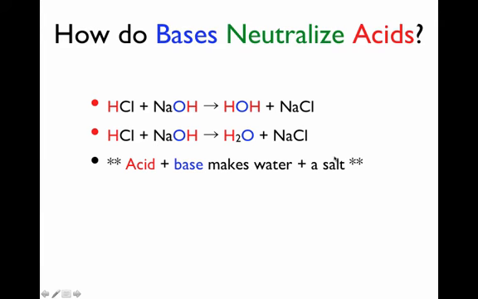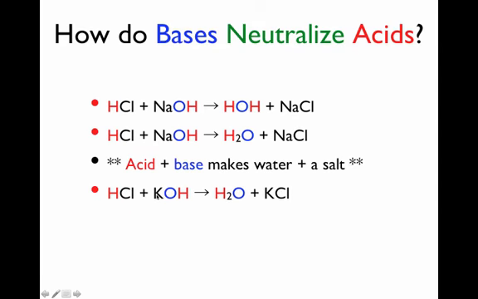And if you remember, they don't have to make table salt. In this case, they do make table salt because the only thing you have is sodium and chlorine, and that's going to make sodium chloride. But they don't, it depends on the acid and the bases that you are mixing together as to what type of salt you will get out. It won't always be table salt.